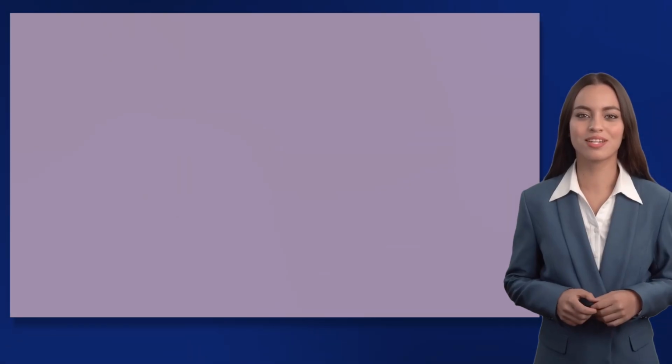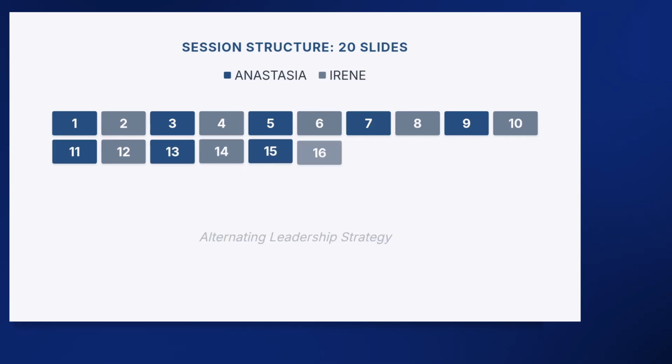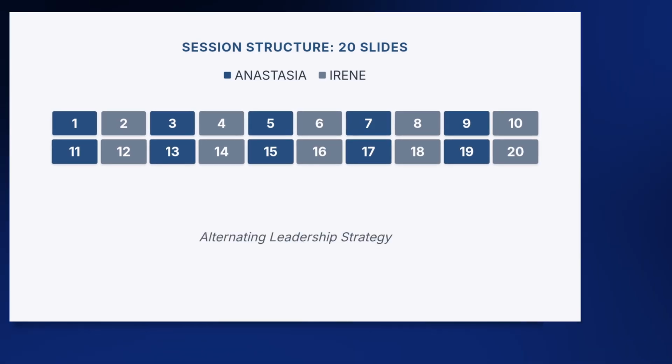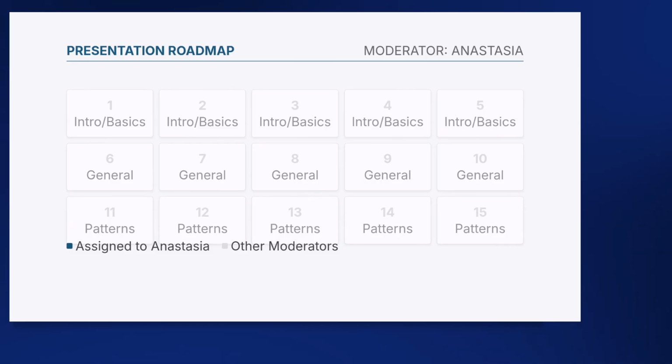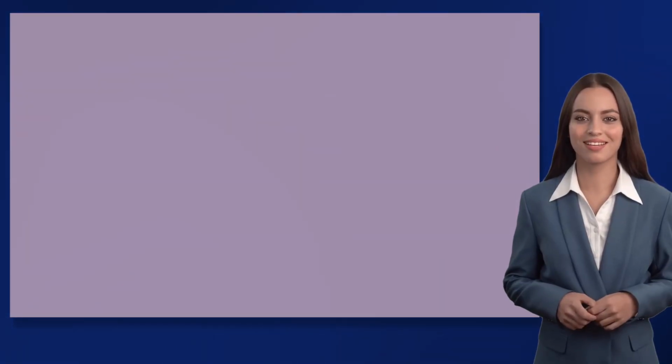We've organized it into 20 slides, each with 4 bullet points and extended conversational scripts from both moderators to provide more comprehensive insights and balanced dialogue. To ensure more equal time distribution, Anastasia and Irene alternate leading sections more evenly. Anastasia handles slides 1 to 5 and 11 to 15, intro, basics, and some patterns. I will lead slides 6 to 10 and 16 to 18 on tool specifics and advanced applications, and slides 19 to 20 are shared for recap and closing.